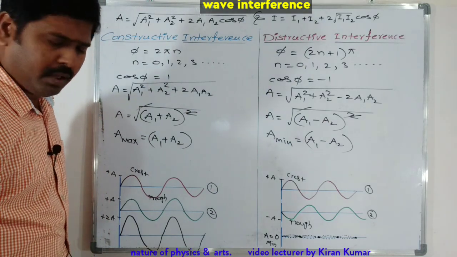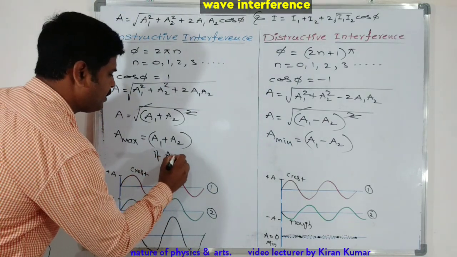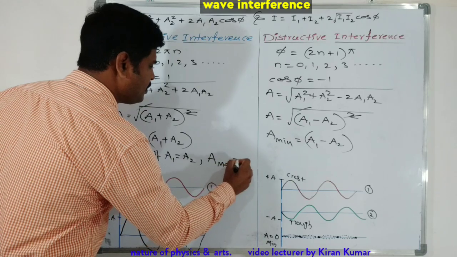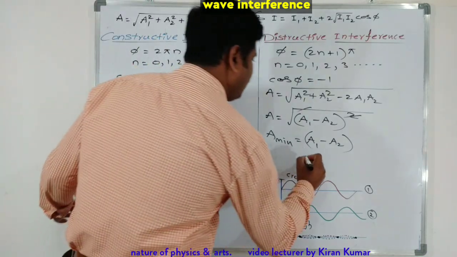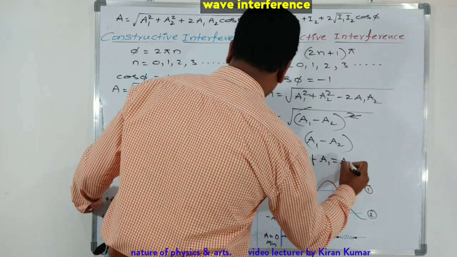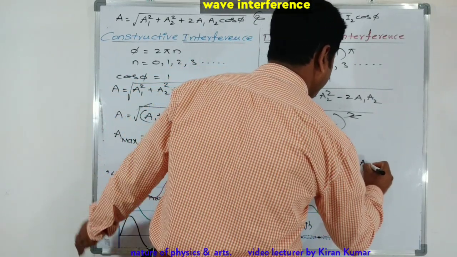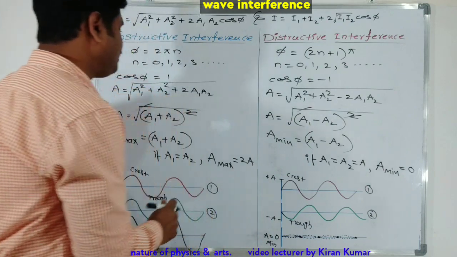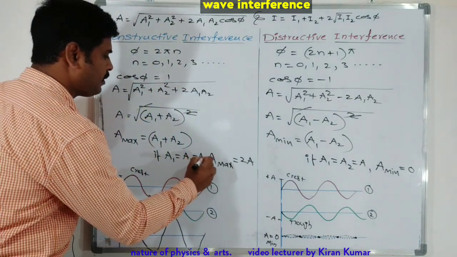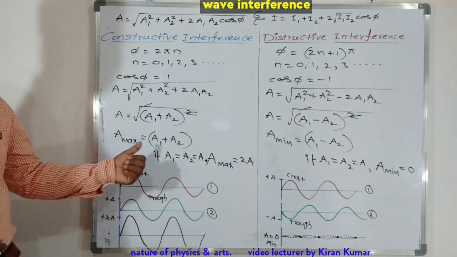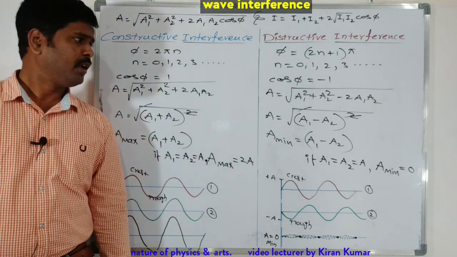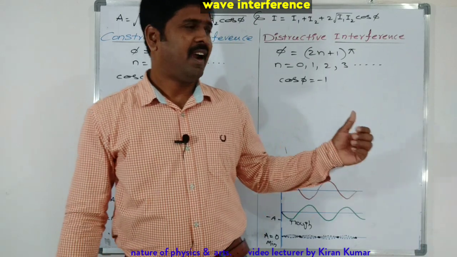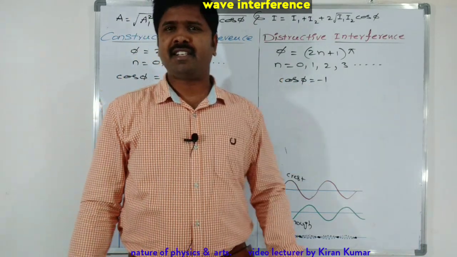If a1 is equal to a2, then the maximum amplitude A max is equal to 2a. Here if a1 is equal to a2, which is equal to a, then we can write the minimum amplitude is equal to 0. Here a1 is equal to a2 is equal to a, that's why a plus a is 2a. Please copy.